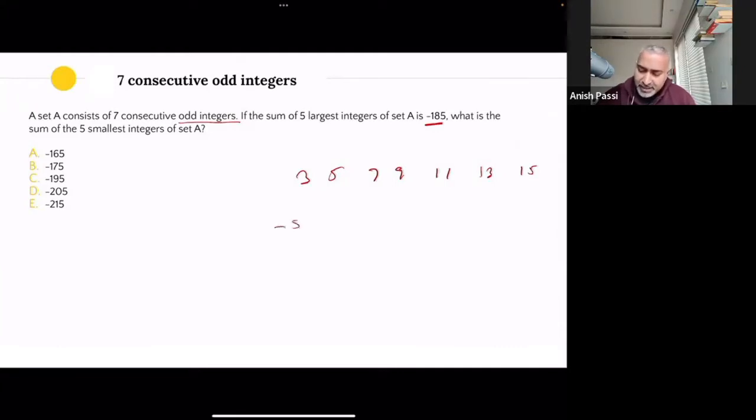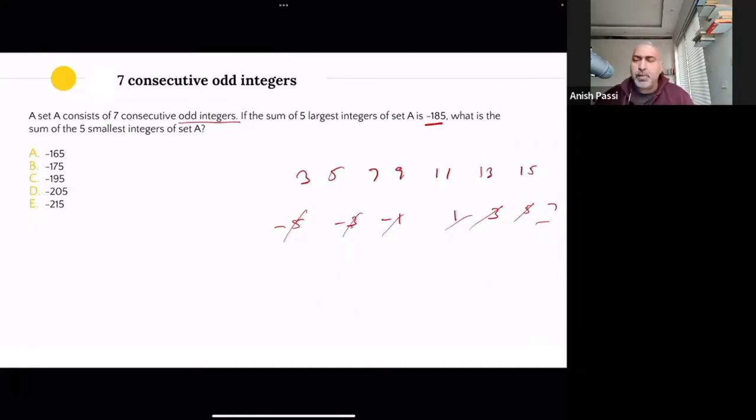Can I have a situation like, let's say, -5, -3, -1, +1, and then 3, 5, and 7? Well, no, because then the sum of all 7 is 7. The sum of 5 would be somewhat bigger, but overall it won't get to negative 185. For the sum of the 5 largest numbers to be such a big negative number, all the numbers would be negative. That is one thing I can understand at this point.